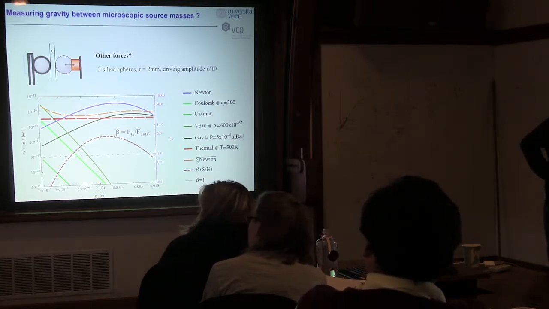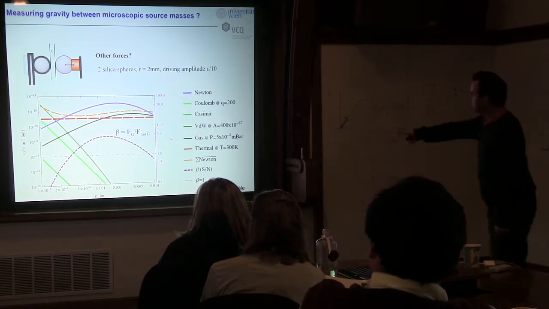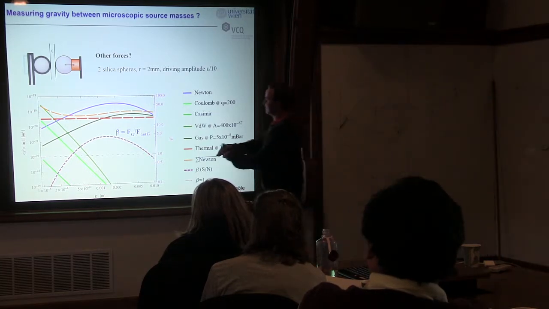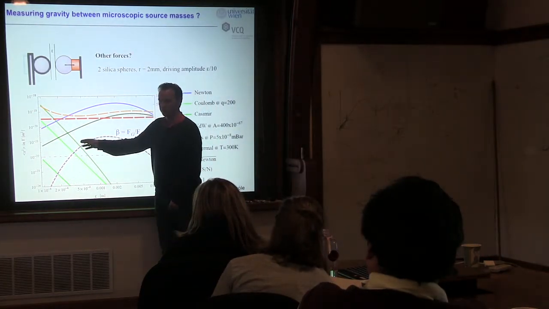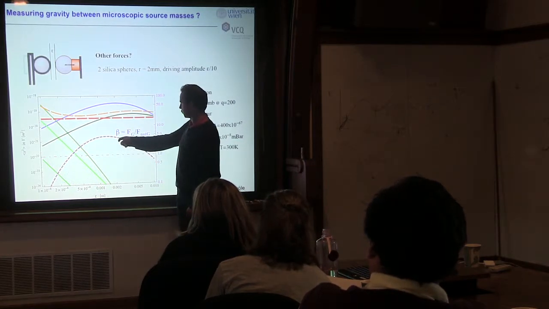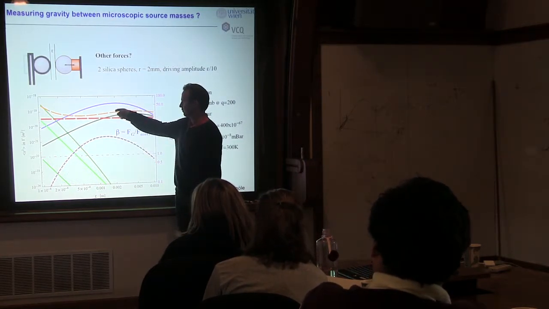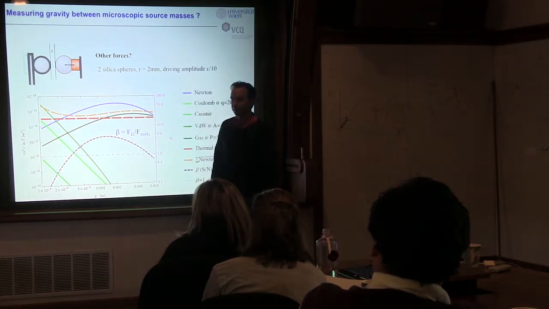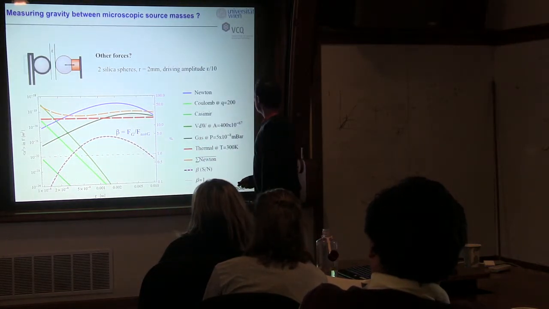Are you going to talk about the orange, the sum of non-Newtonian? So that's the sum of non-Newtonian. This is the sum of all those force contributions, the Newtonian part. This is where the signal to noise ratio is calculated from, just the ratio of those two curves. And it was for 100 hertz, you said, the vibration? Exactly. This was a 100 hertz oscillator.